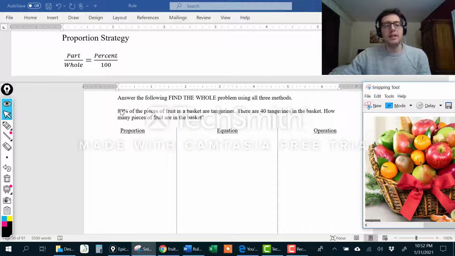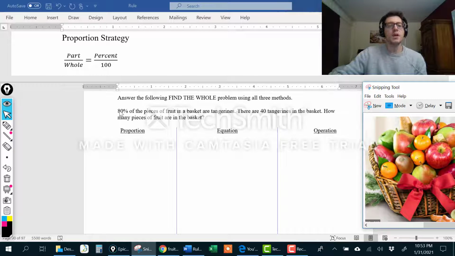So 80% means most of it. Okay, so 100% would mean everything. If 100% of the fruit in the basket was tangerines, then that means all the fruit in the basket would be tangerines. You can see I have a picture of a fruit basket over here. If, let's say, 50% of the fruit was tangerines, then that would mean half of the fruit was tangerines.